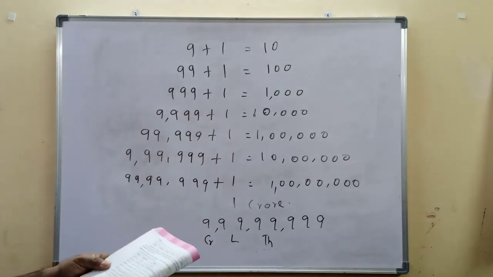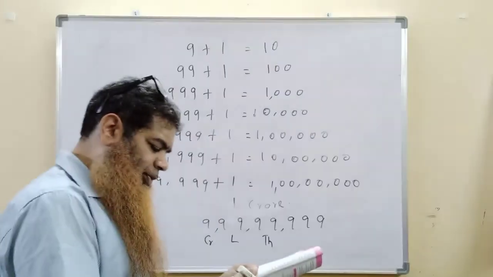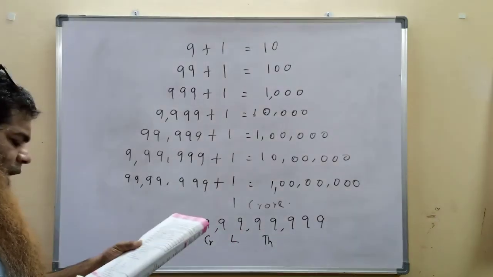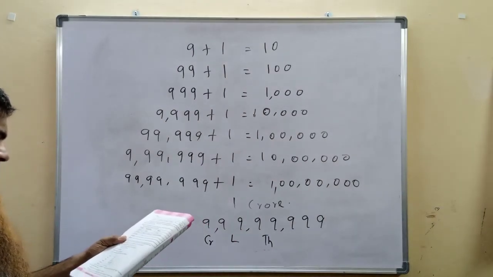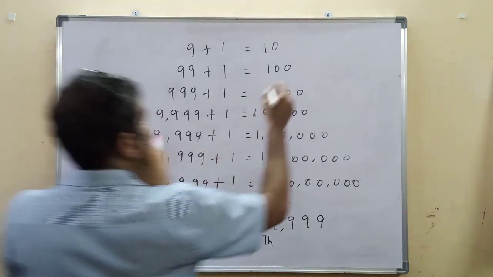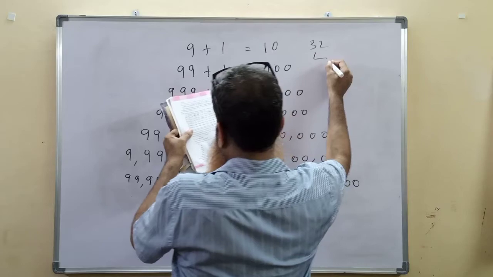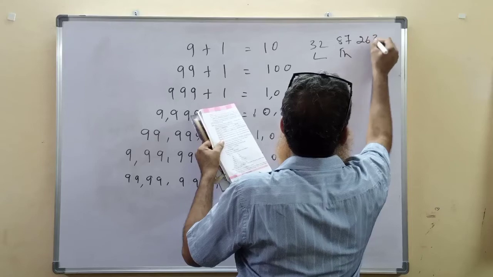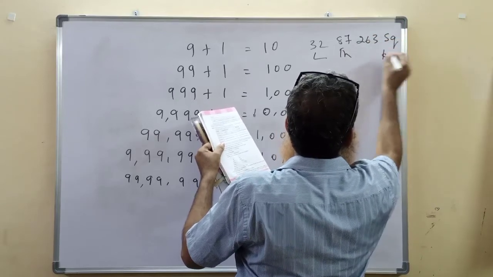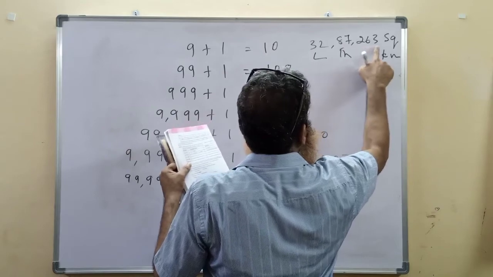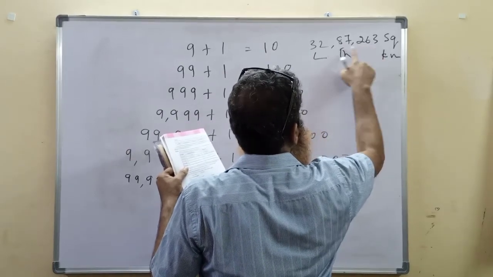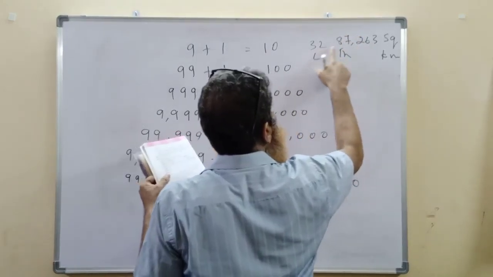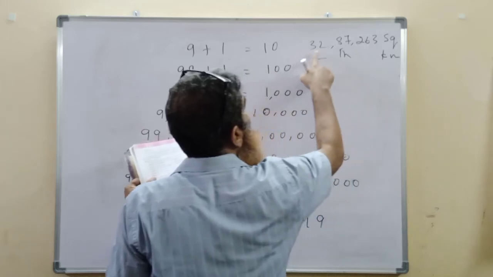We come across large numbers in many different situations. For example, the area of our country is 32 lakhs 87,263 square kilometers. Reading it from here, 263, 7,263, 87,263, 2 lakhs 87,263, 32 lakhs 87,263 square kilometers.